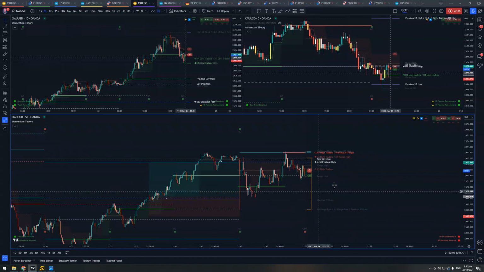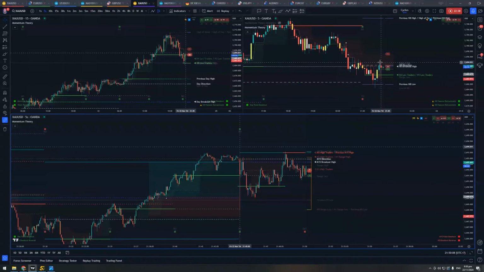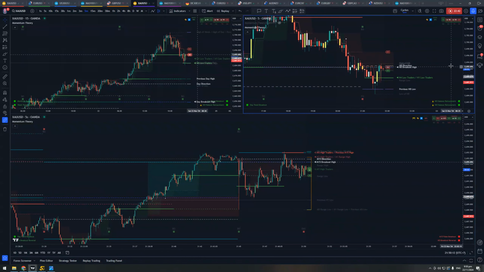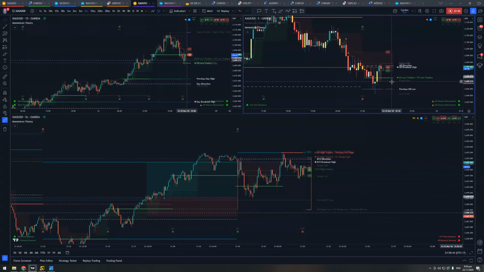Last M5 closed as an outside bar, faked out the high, faked out the low, and closed inside that range. I don't like to get involved in outside bars until it gets to either the high of the range or the low of the range.